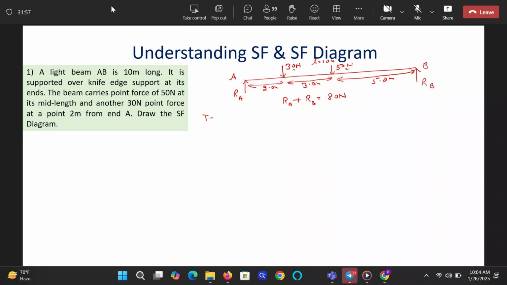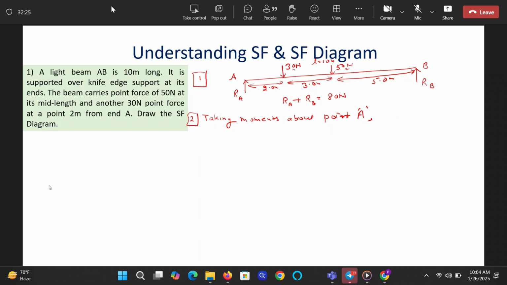So taking moments, and guys, this will be the first part of every question. First part of the question will be drawing the correct diagram. Second step will be to get the reactions. Taking moments about point A. And I'm not done yet. Okay, I'll write something more after this.